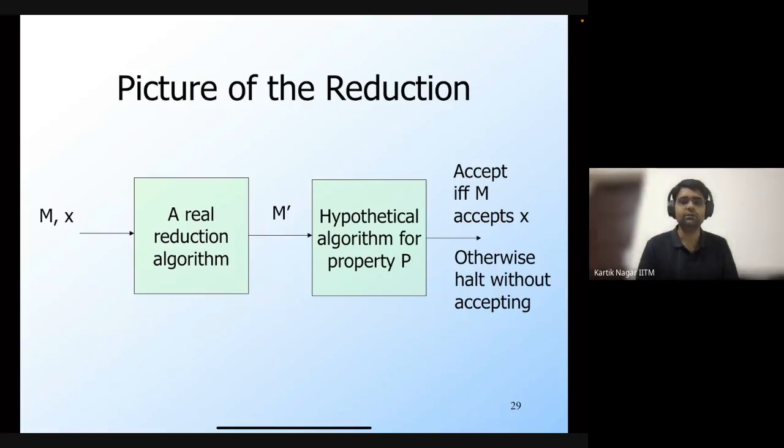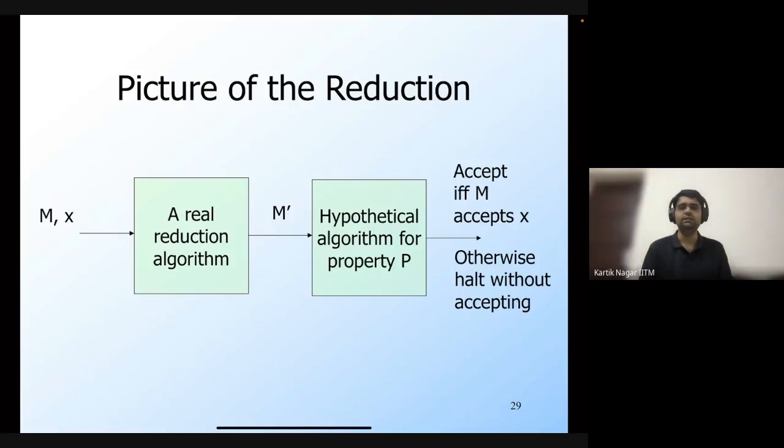And so we proved this by showing a reduction from a problem that is known to be undecidable, which is the membership problem, to the property testing problem. This is the problem which checks whether or not a language satisfies a property. So once again, while designing this reduction, this is a reduction from the membership problem to the problem of checking property P.